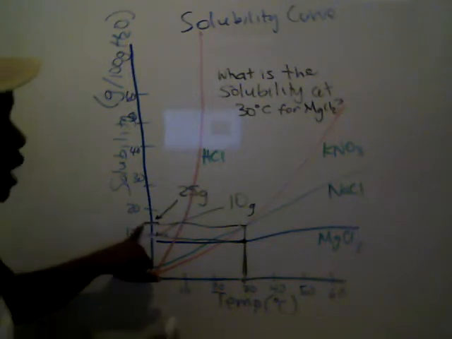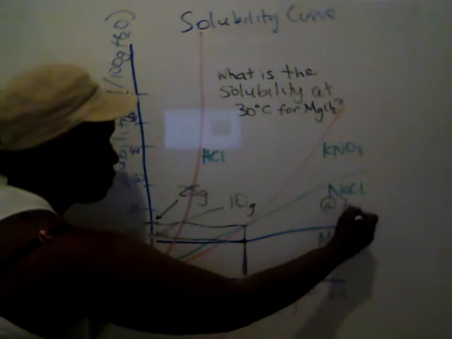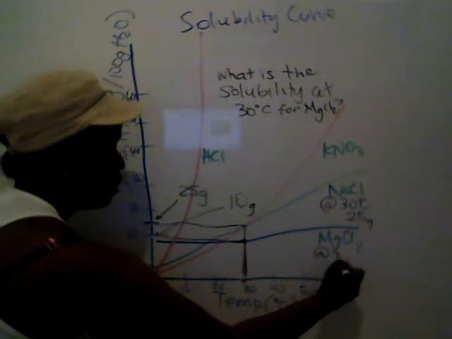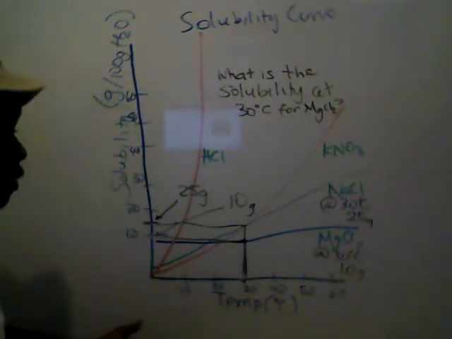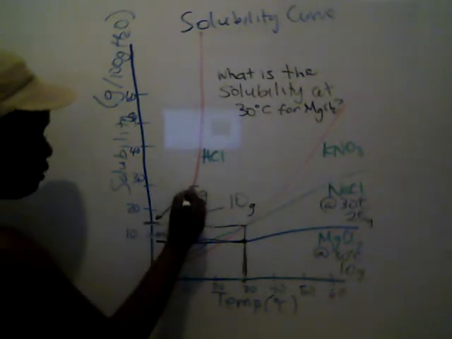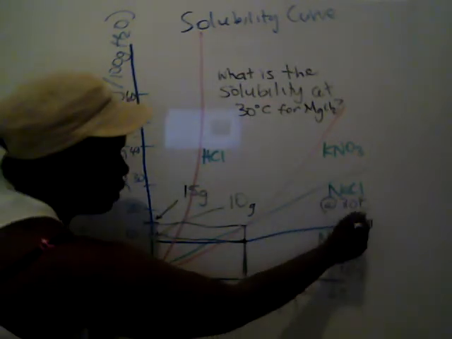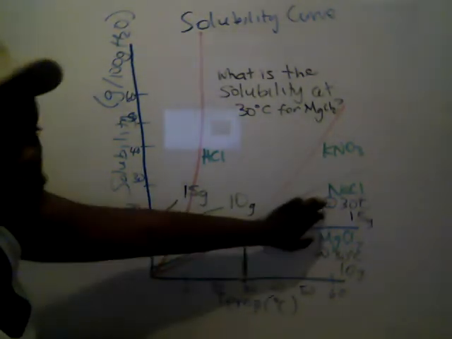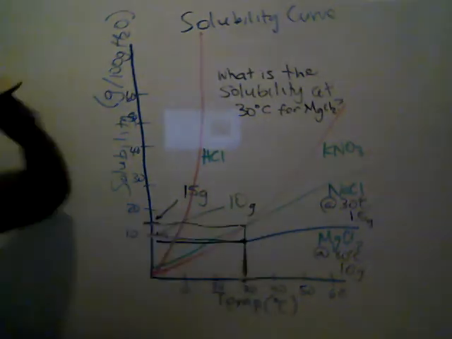So sodium chloride at 30 degrees could dissolve 25 grams. This one at 30 degrees could dissolve only 10 grams. I'm sorry, this would actually be 15, because this is between 10 and 20. So this would be 15 here. If we're comparing these two at 30 degrees Celsius, sodium chloride is a little more soluble than magnesium chloride.